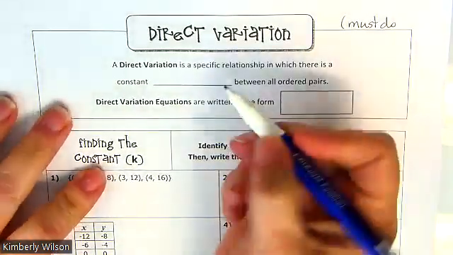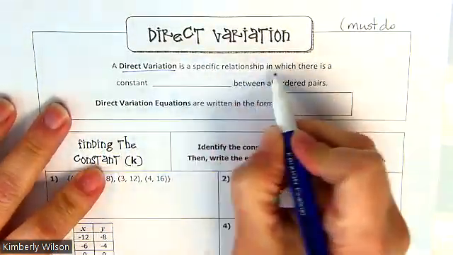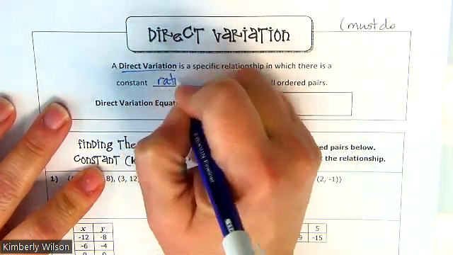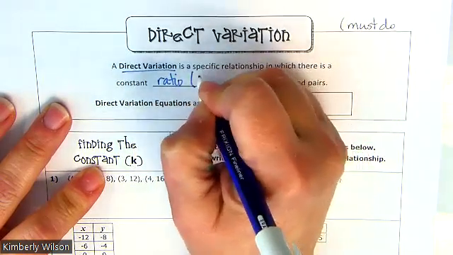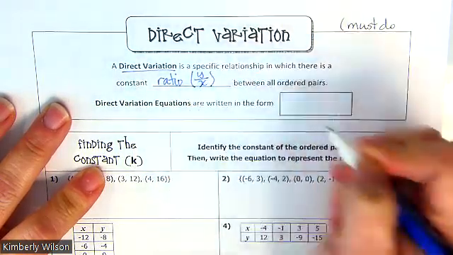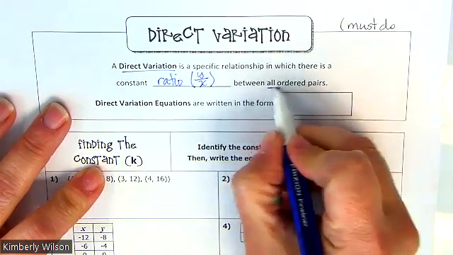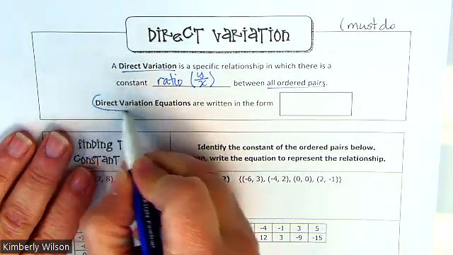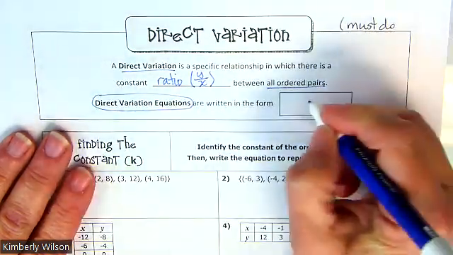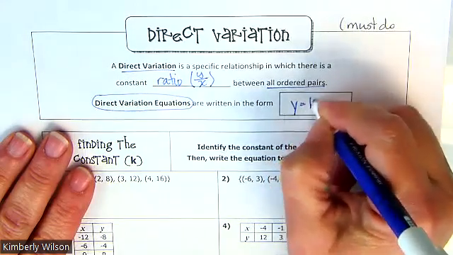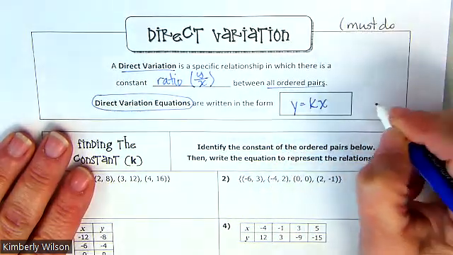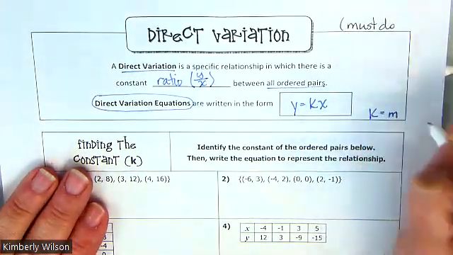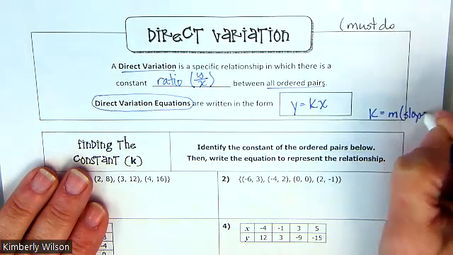So direct variation is a specific relationship in which there is a constant ratio, which is y over x, between all ordered pairs. The direct variation equation is written in the form of y equals kx. For our purposes, to remember, k is the same as the m, which is slope.